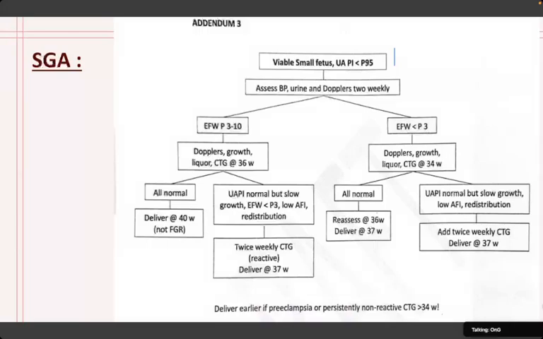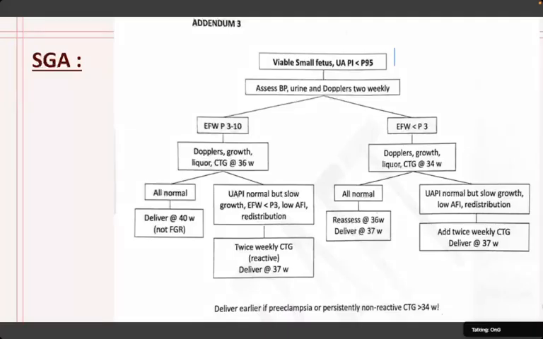If the growth rate is noted to be slow and the estimated fetal weight drops below P3 or oligohydramnios develops, but the CTG is still reactive, we can continue to deliver at 37 weeks. Unless there is a persistent non-reactive CTG, and then we should deliver immediately.